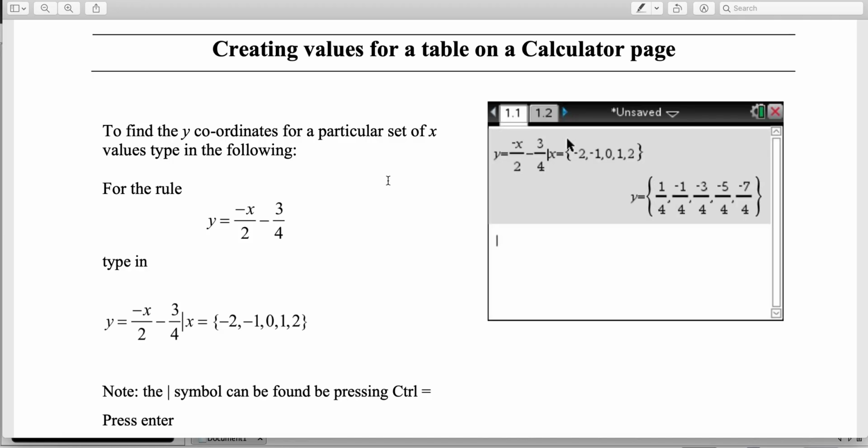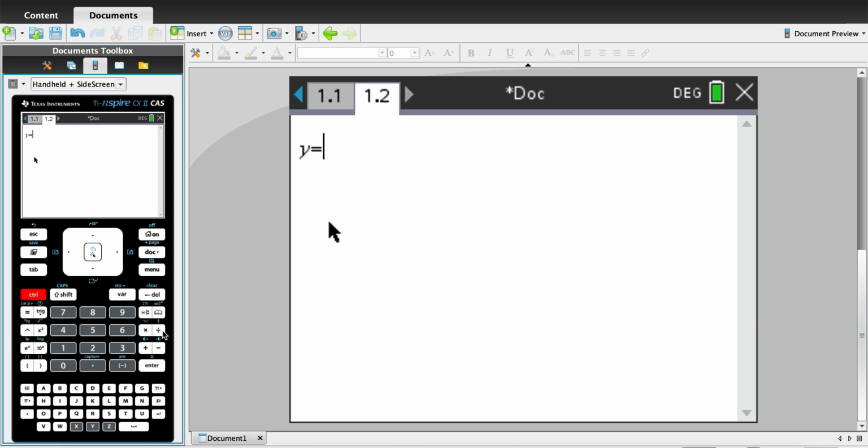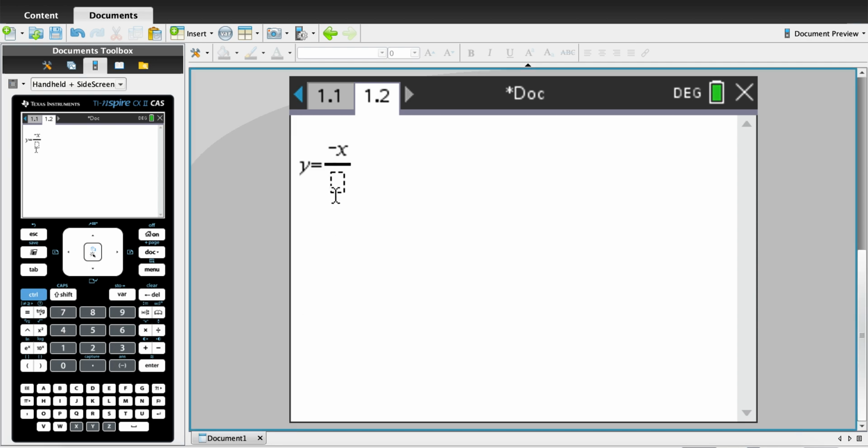So we have to type y equals negative x over 2. So to do that, I'm going to press Control and then the division sign, because that gives me that fraction. And I'm going to press here negative, here's my negative x over 2.